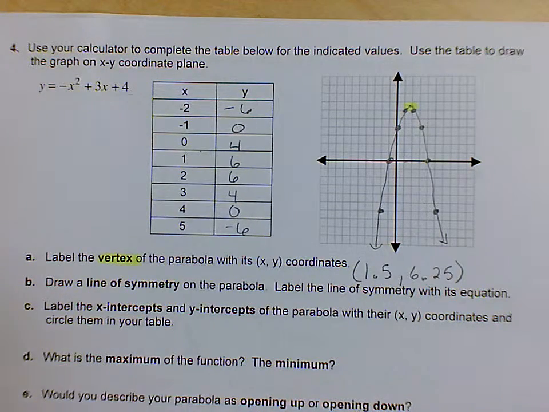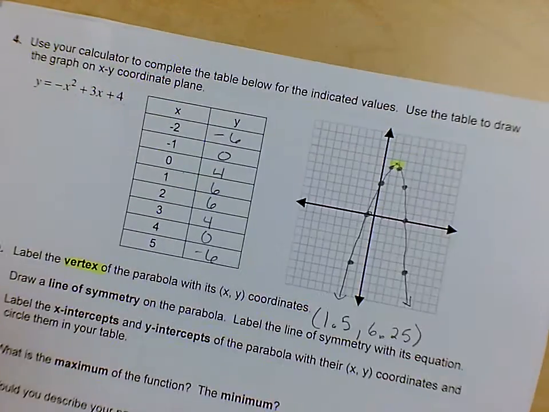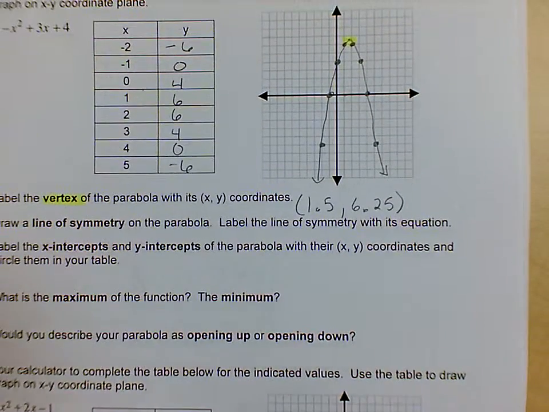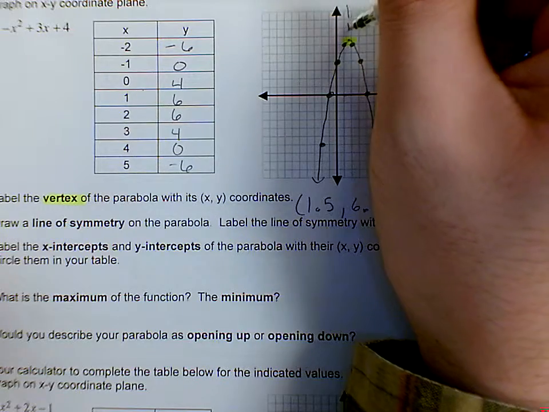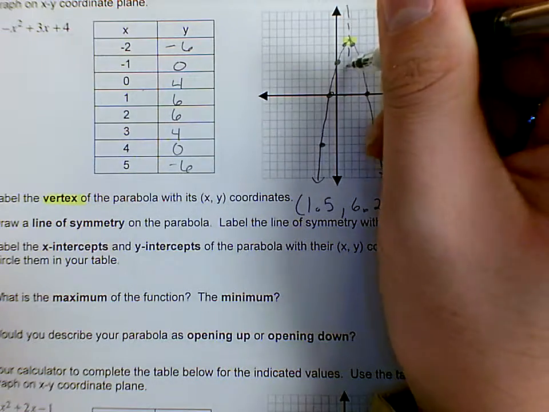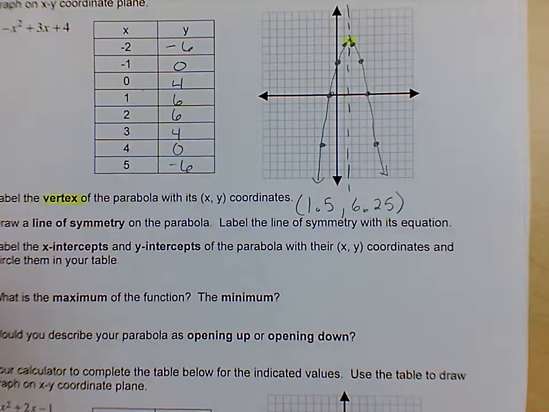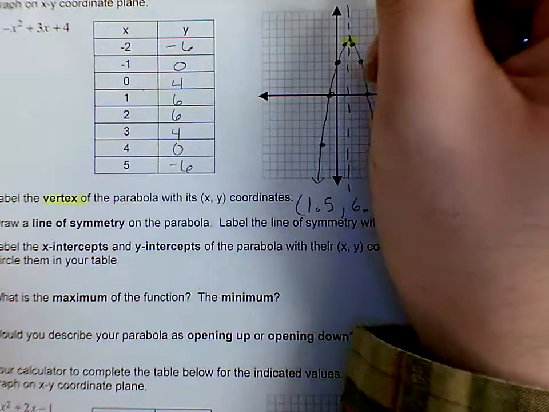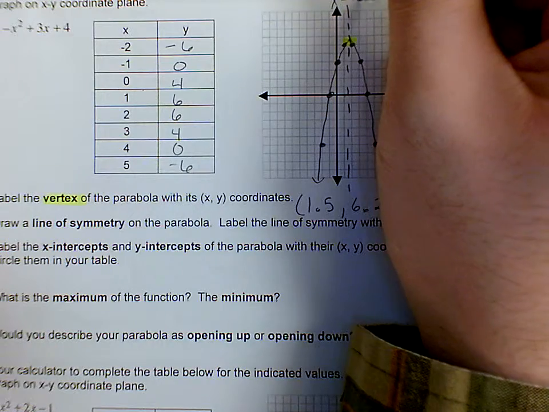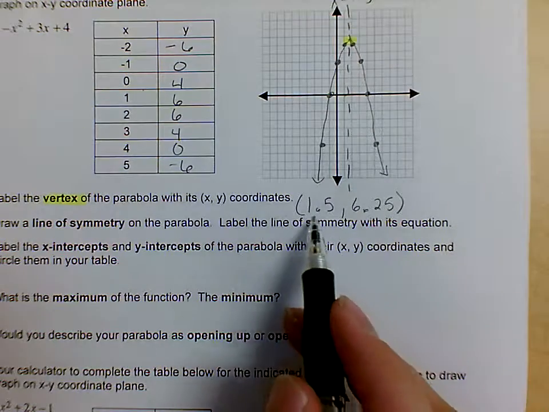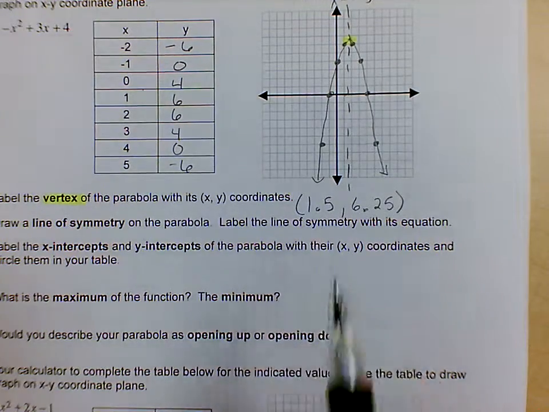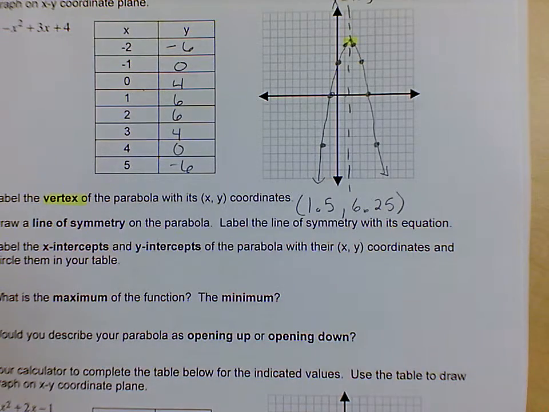Next thing is we have to draw the line of symmetry. Remember, your line of symmetry is going to go right through your vertex. That's going to go right through that, right in between 1 and 2. So my equation of that is going to be x equals 1.5. Remember, it's always going to be x equals that number of your vertex.